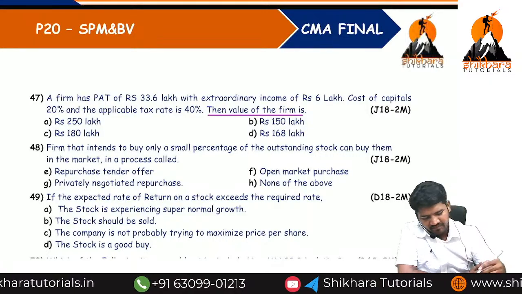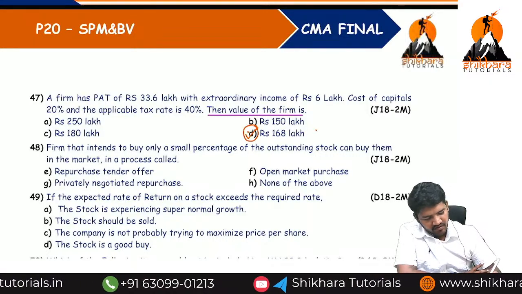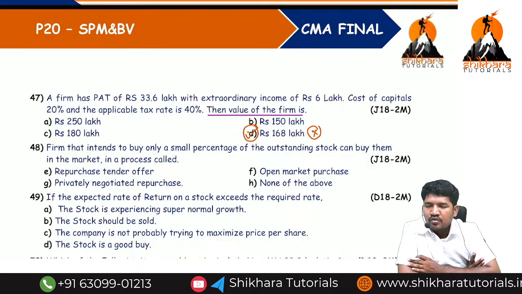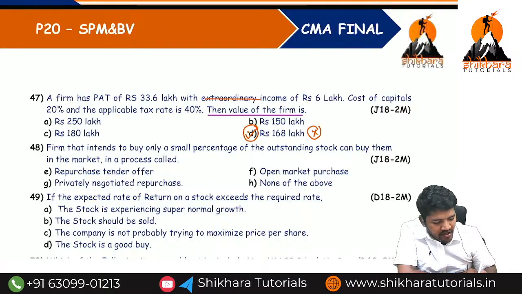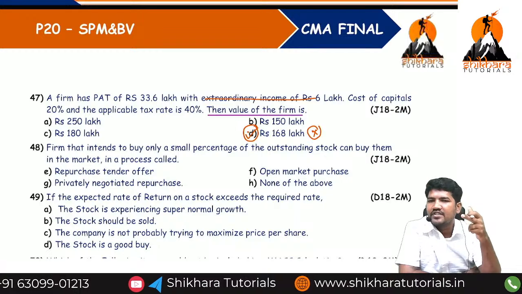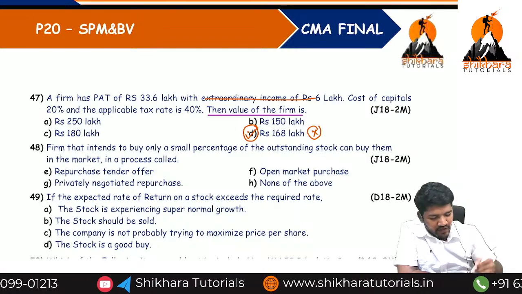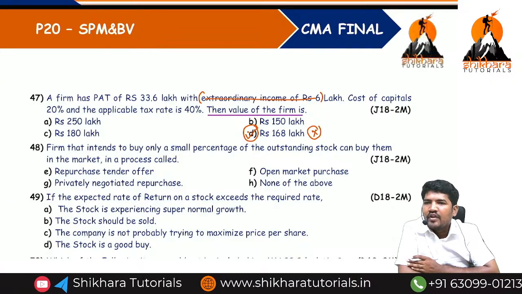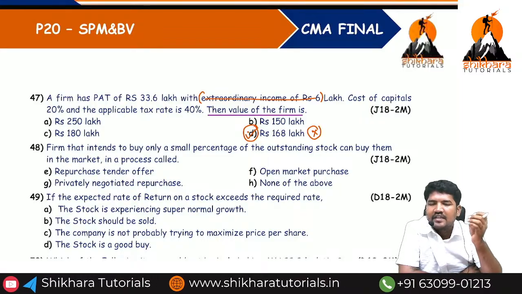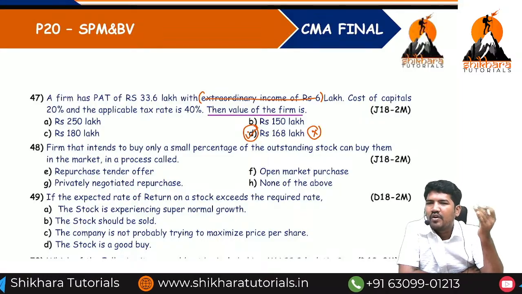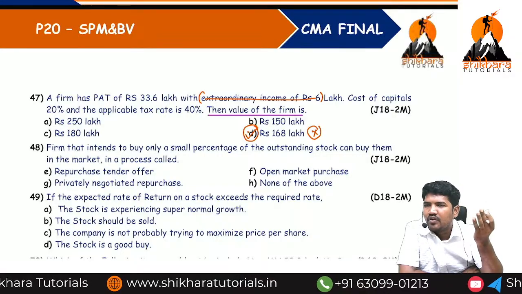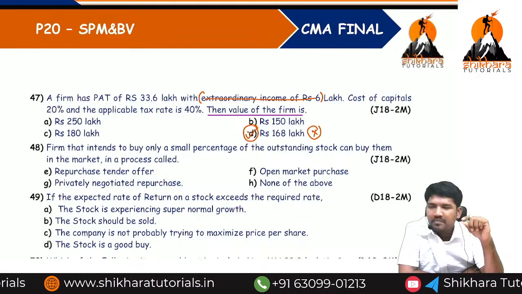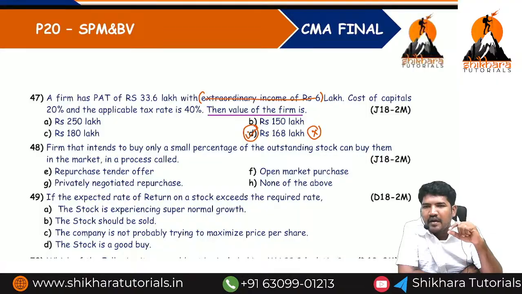168 is there? Yes. If you choose this, you will lose 2 marks. Guys, clear? Sir, if they did not use the words extraordinary income, then your calculation would be right. But if they give extraordinary income, this 6 lakhs is already adjusted in PAT. When doing a valuation, you do not consider extraordinary income. It came only once in a lifetime, so don't take that value in valuation. That's why you have to reduce it from the PAT.